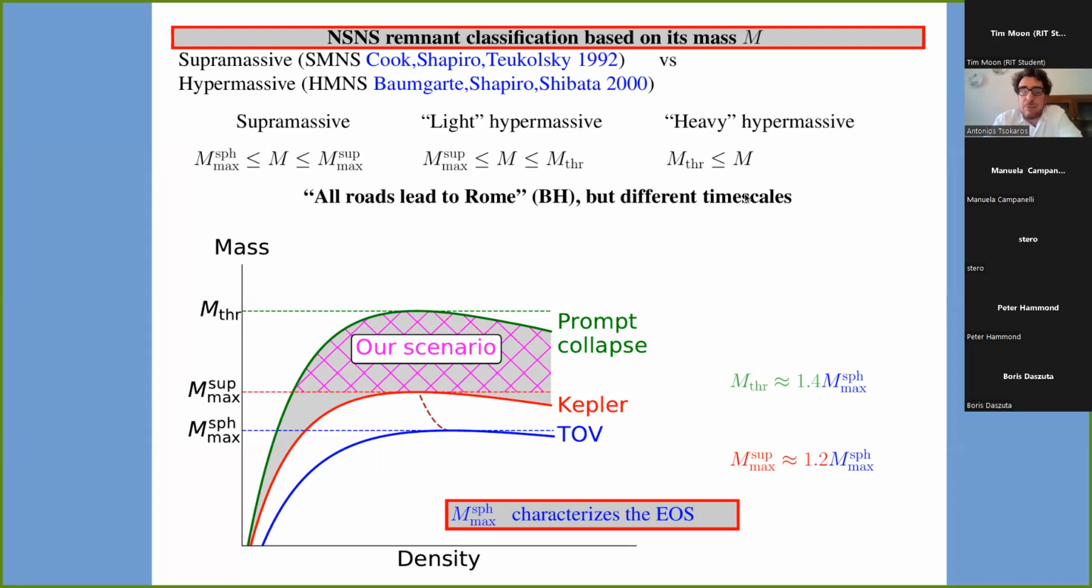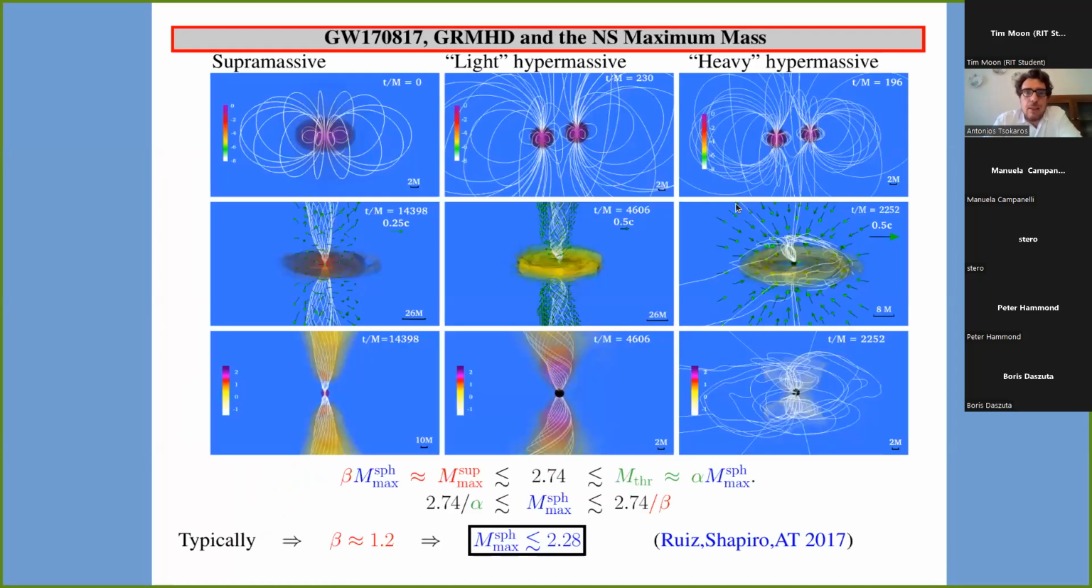And this is important if we want to explain events like GW170817, where we had a short gamma ray burst 1.7 seconds after the merger. Having said that as a background, I want to mention that we have done simulations with all kinds of masses, as you can see here.